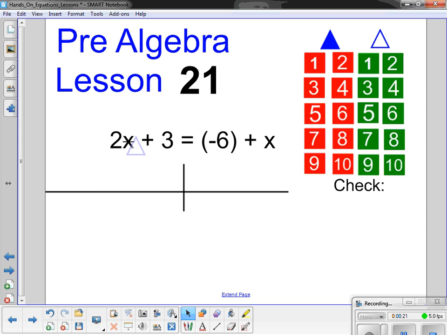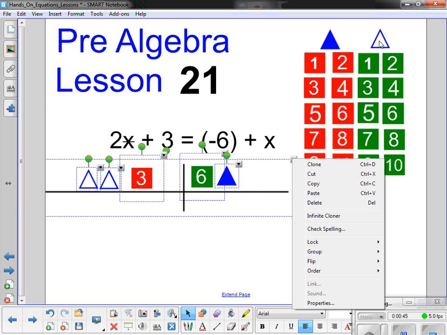So let's do this. I've got 2 of the opposite of x's and a positive 3 on this side, and I have a negative 6 and a positive x on this side. Now what I'm going to do is copy these and paste them down so that you can see what steps I'm doing each time as I go through that. So there's my original problem.